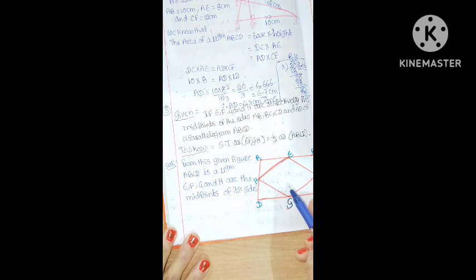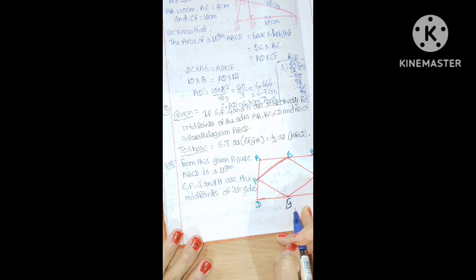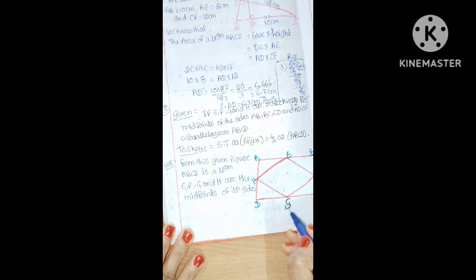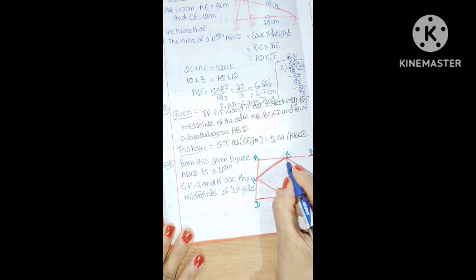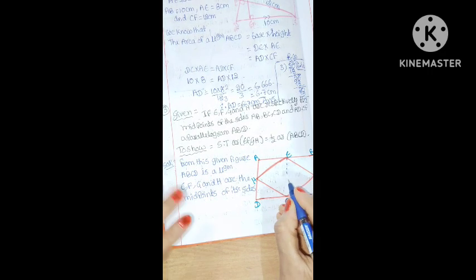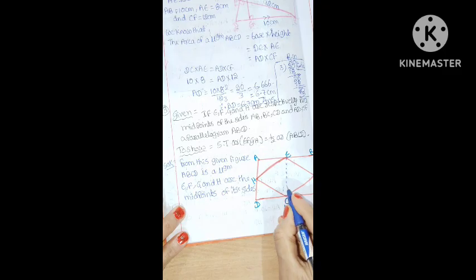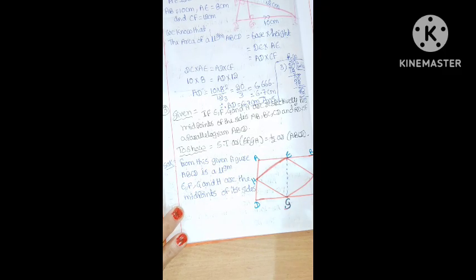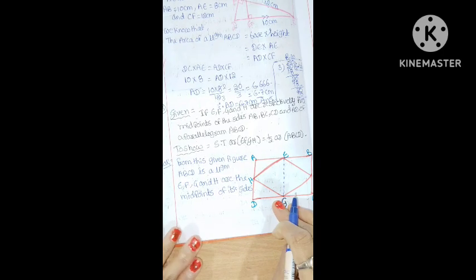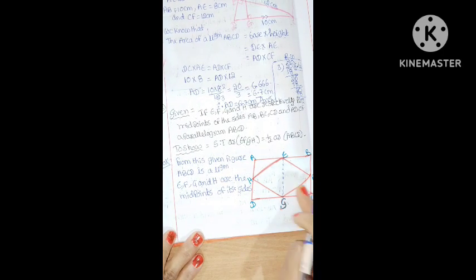In other words, we need one construction in this figure. What's the construction? Join E, G. Join this one. This construction we needed in this figure. After the construction, what will we get?